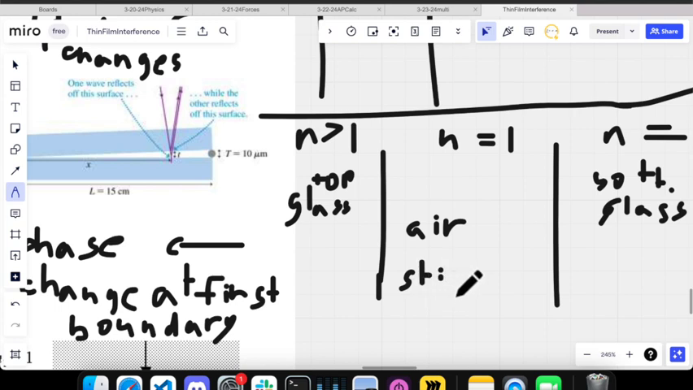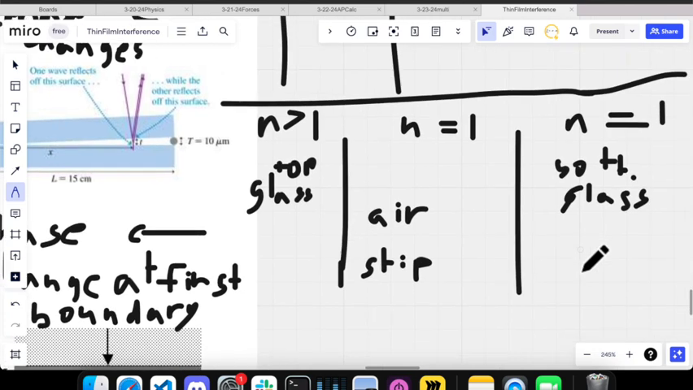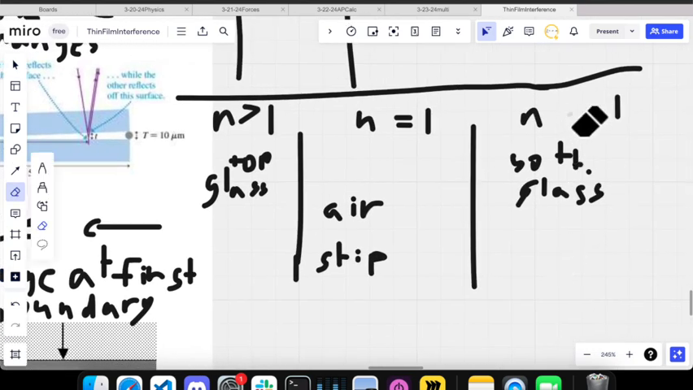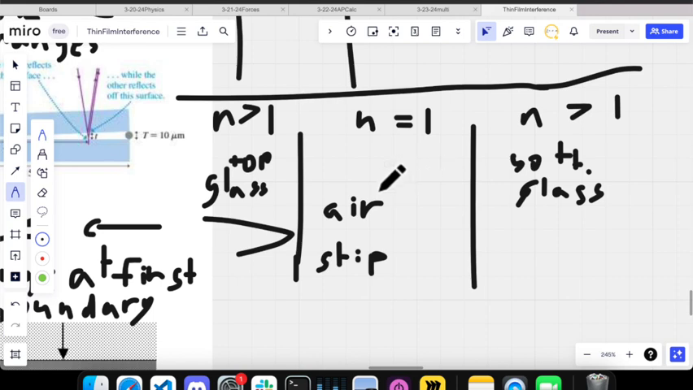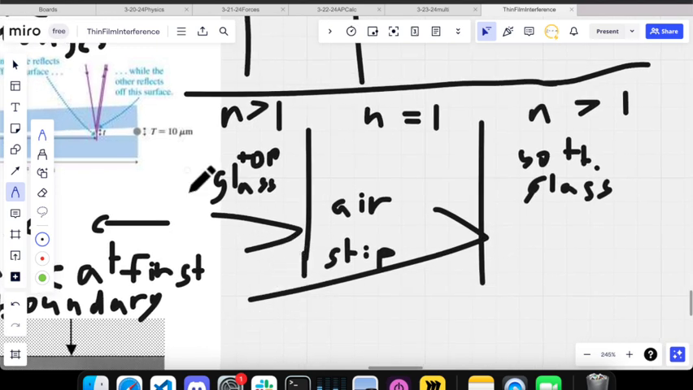Going from a bigger index to a smaller index, we're not going to have any phase shift, but for this situation, this is going to be an index bigger than 1. And so we are going to get a 180-degree phase shift here, going from smaller to bigger. The reflection that happens here and this one will interfere. I'll draw it like that. Ultimately we're considering the interference as they pop out in the end.